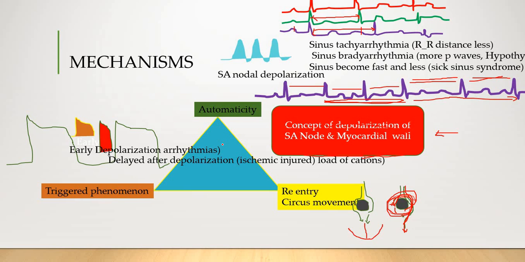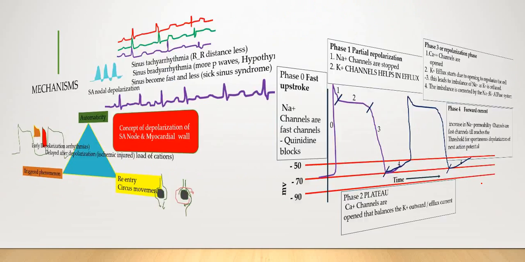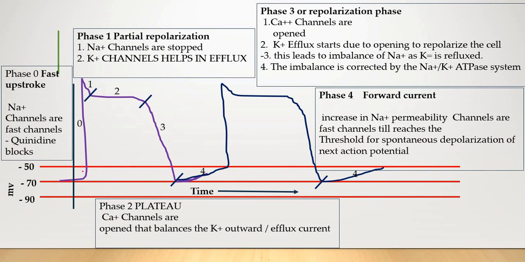So these mechanisms are either due to automaticity, or due to the triggering phenomena, or the re-entry phenomena. But better, once again, I would suggest that you go and see the concept of depolarization and repolarization. This is an action potential of the heart. This is phase 4, and the heart myocardium or Purkinje fiber is now going to reach this threshold, and once reaching this threshold, there is a sudden influx of sodium. This is called phase zero, and this phase zero is called the fast upstroke.